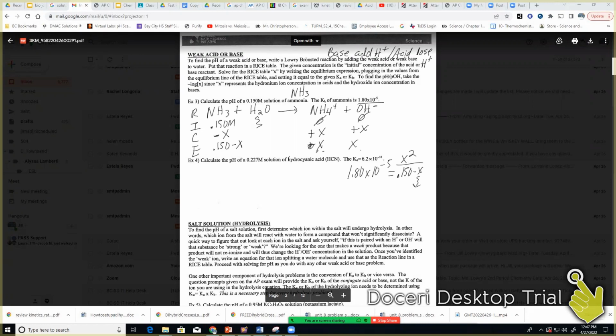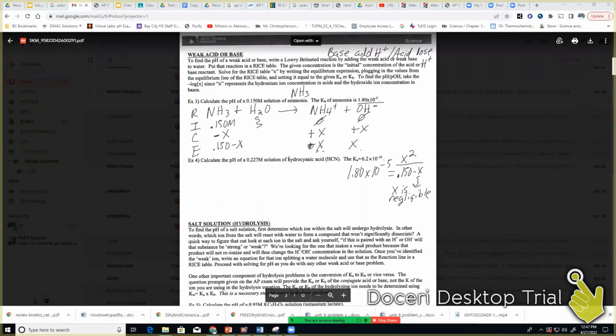And then this is where we're going to say x is negligible or something like that, which I'm sure I'm misspelling. So do something where they know that it's not going to matter as far as what you would subtract from 0.150. That is an extremely small Kb, and if I subtracted it, it wouldn't change that number much because we deal with sig figs. Your math teachers would not agree with us because the numbers matter to them.